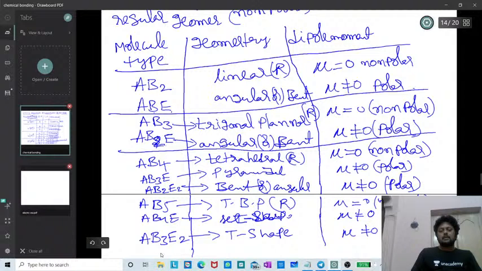Next, AB2E3, that means two bond pairs, three lone pairs. Shape is linear. Linear shape, I already told you, is a regular geometry. So nu is equal to 0. That means non-polar molecule. It is an exception. You need to remember this.